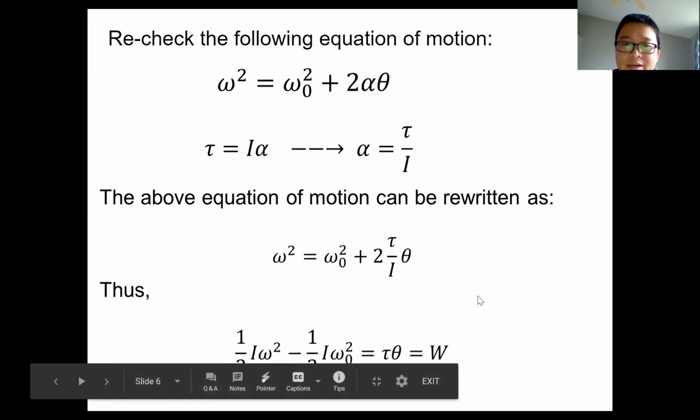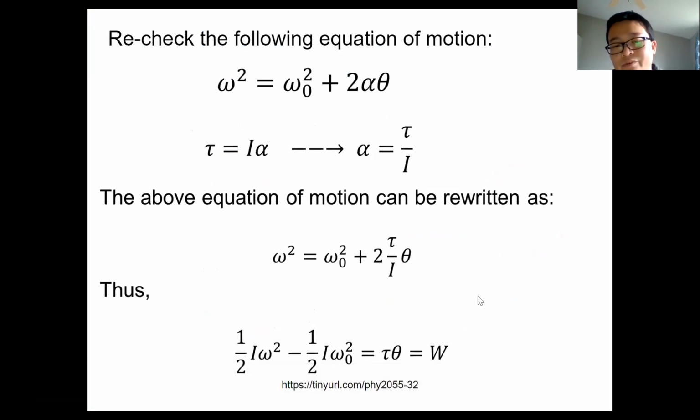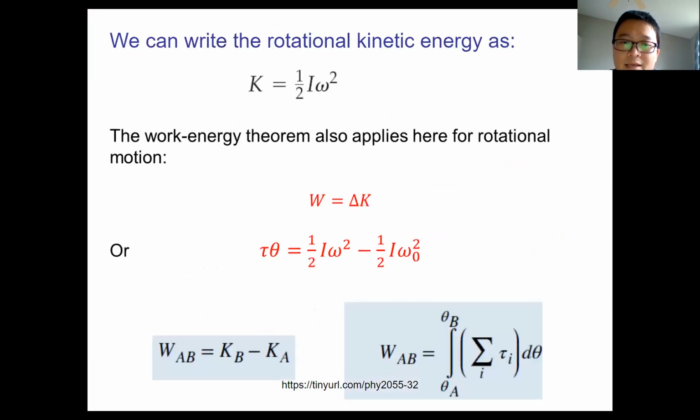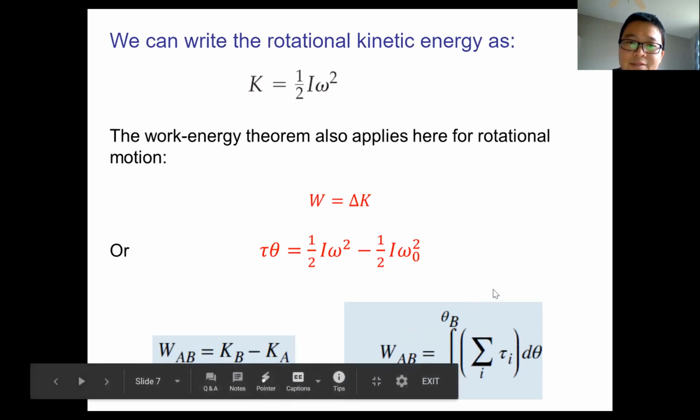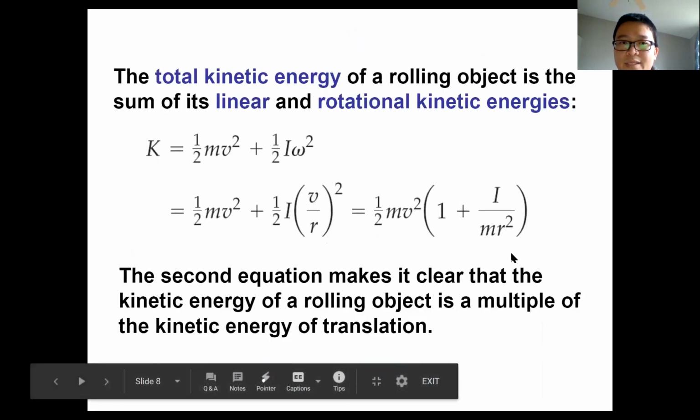And we talk about the work-energy theorem. So basically similar to what we learned in linear motion, the rotational kinetic energy change should be equal to the work done by the torque. Okay, so it's the same concept. You can also calculate the work done by a particular torque. If it's varying with angle theta, then you can do integration over here. Okay, so that's on that.